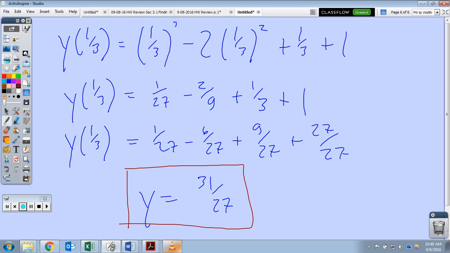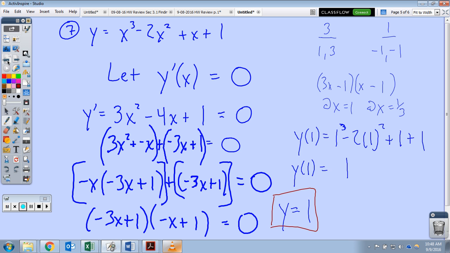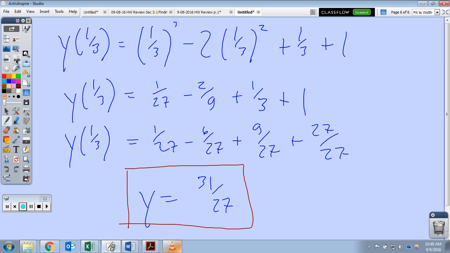So the answer to the question, because the direction said find the horizontal tangents of the curve: y equals 1 and y equals 31/27.